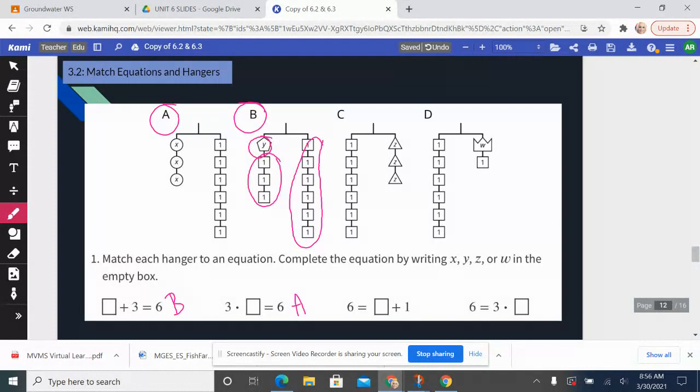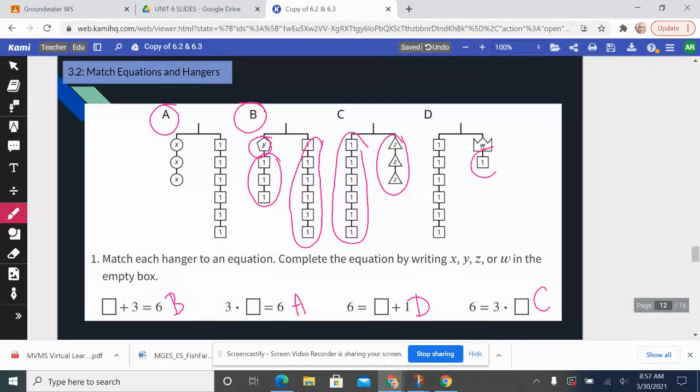6 equals something plus 1. Well, the only one that matches this 1, right, is going to be that one right there. So that equation matches hanger D. And then obviously process of elimination, you know that one's C. But take note, there's 6 of these and there's 3 Z's, right?